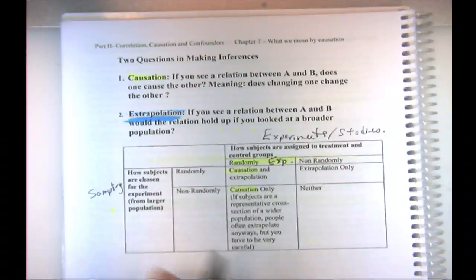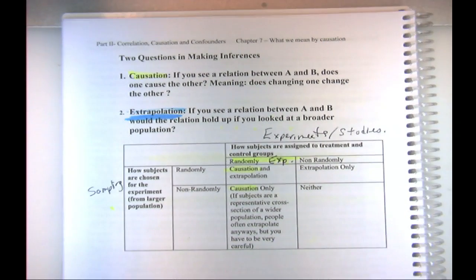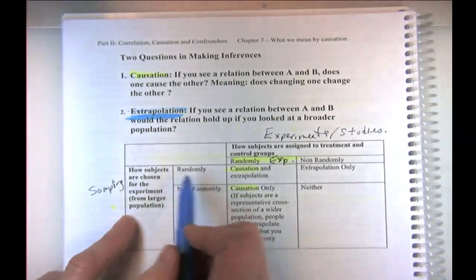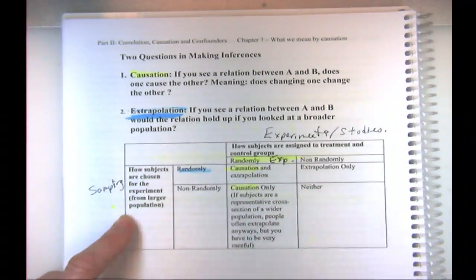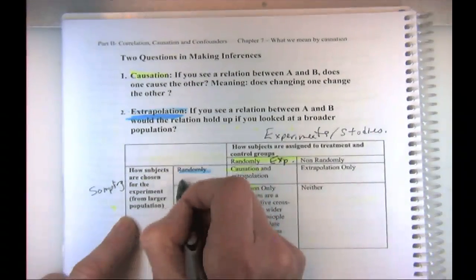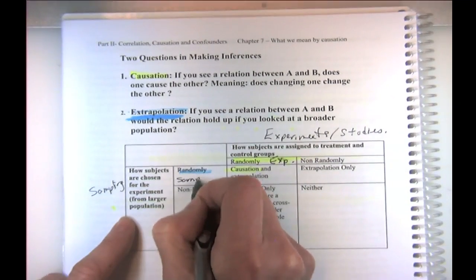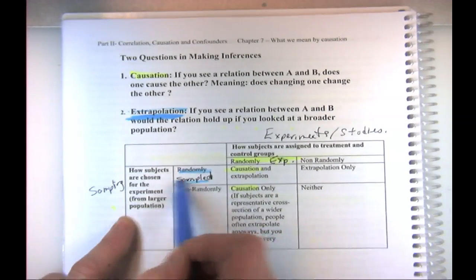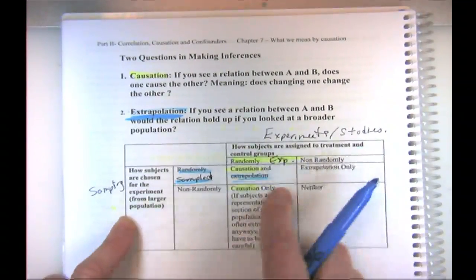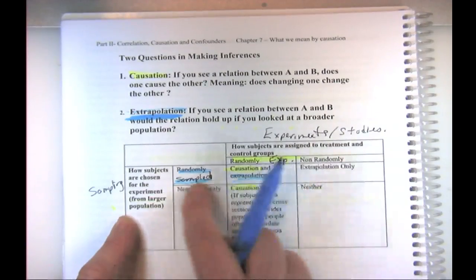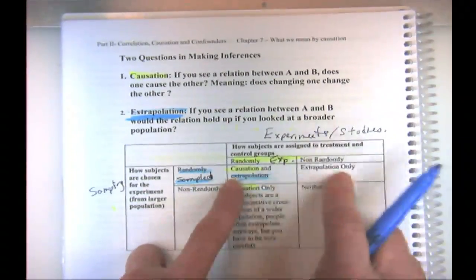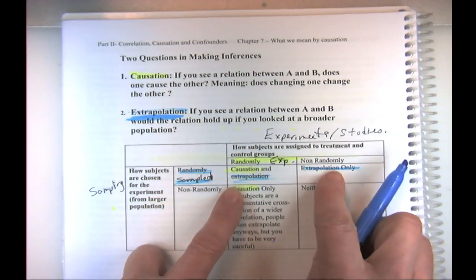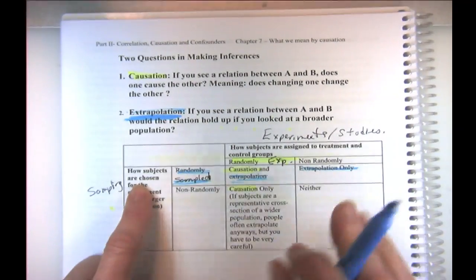And this is sampling. Now, everybody says, okay, how the subjects were chosen. Well, if they were randomly sampled from a larger population, then we can extrapolate. You can extrapolate only if they weren't assigned. So I just wanted to clarify those two issues.